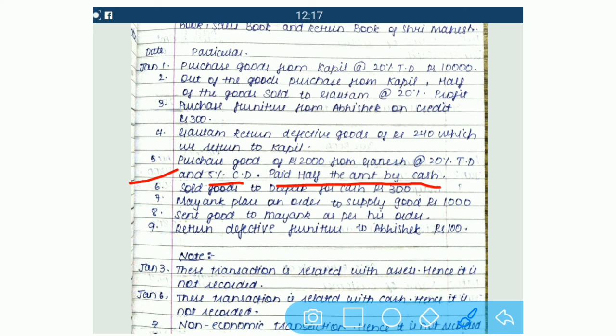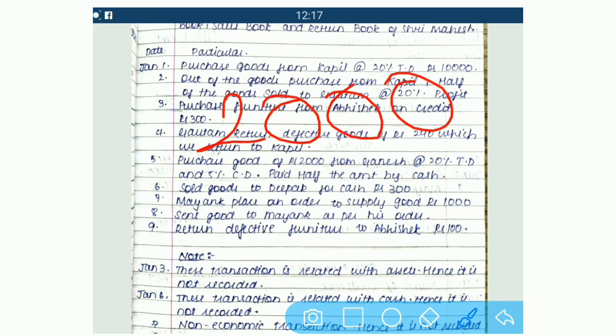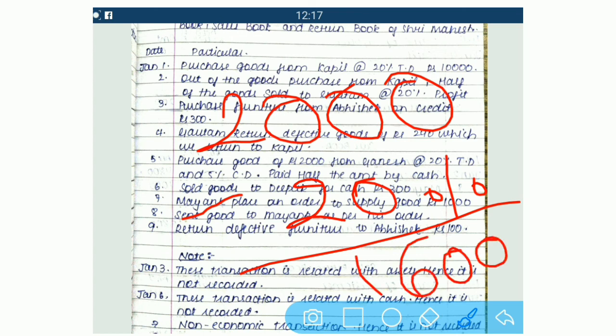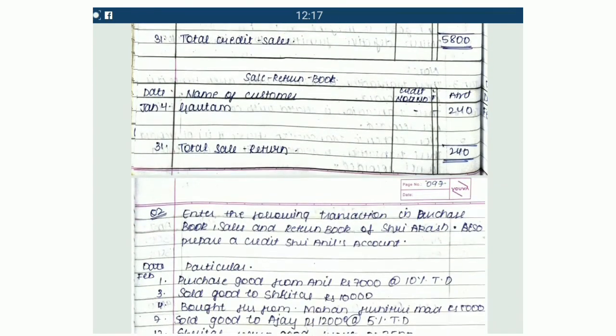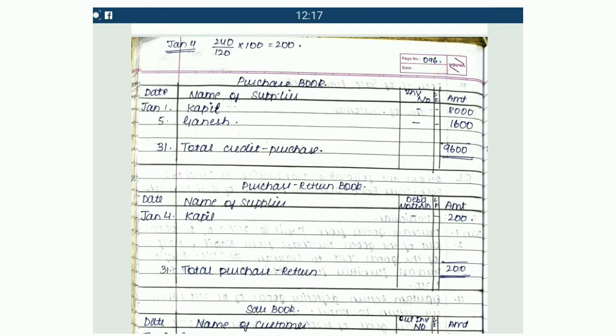So what do we have to do here? Just we have to deduct the trade discount only. So the amount is 2,000, from which we have to deduct 20% ट्रेड डिस्काउंट. इसमें से हमें 20% ट्रेड डिस्काउंट माइनस करेंगे तो माइनस होके अमाउंट आएगी आपकी 1,600. ओके, so here we have purchased the goods, so this entry is to be recorded in the purchase book. तो किससे परचेज किया? From Ganesh. So Ganesh account rupees 1,600 only.